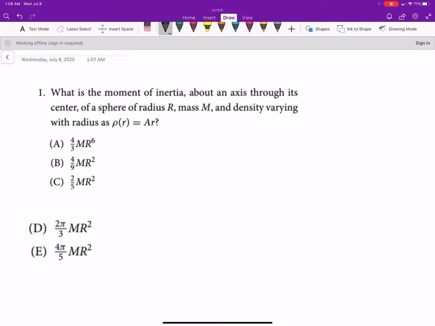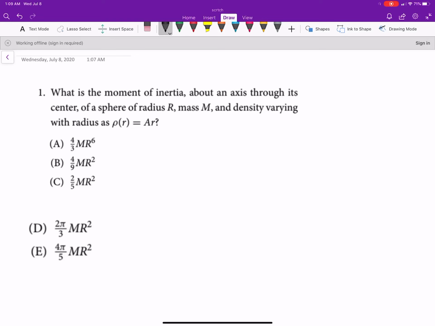Okay, so moment of inertia question. The question asks, what is the moment of inertia about an axis through the center of a sphere of radius capital R and mass m and density varying with radius as rho equals A r?